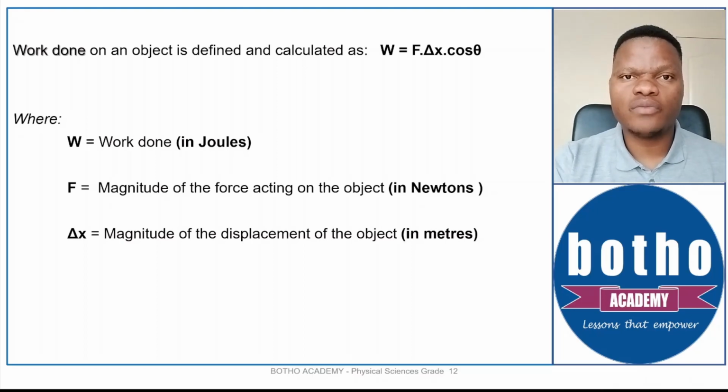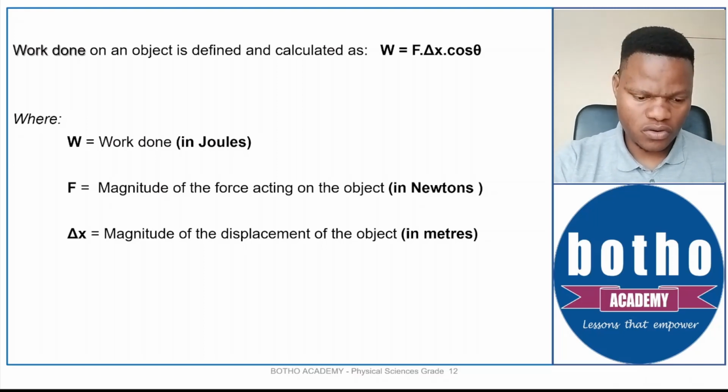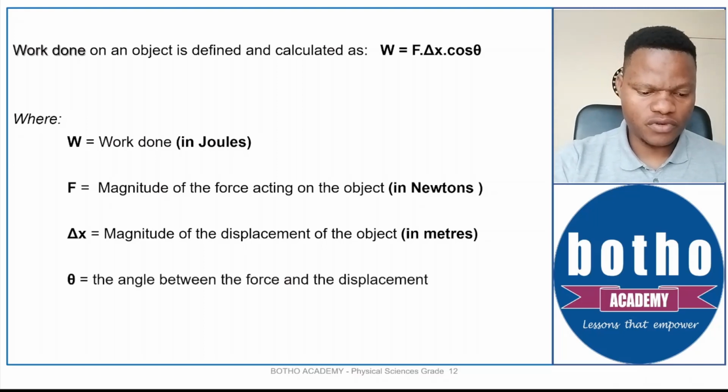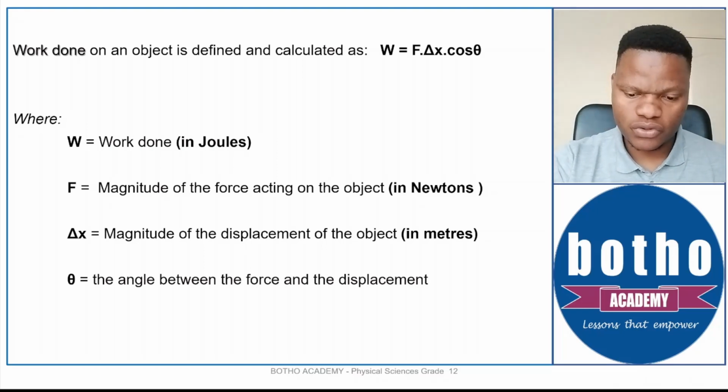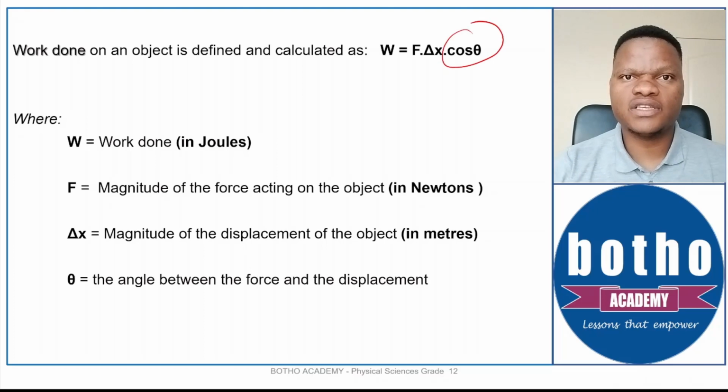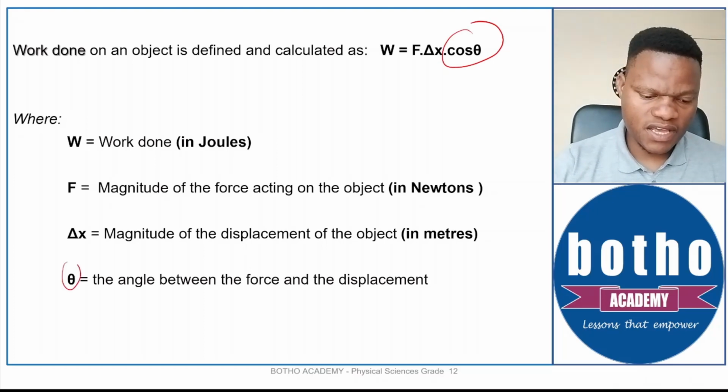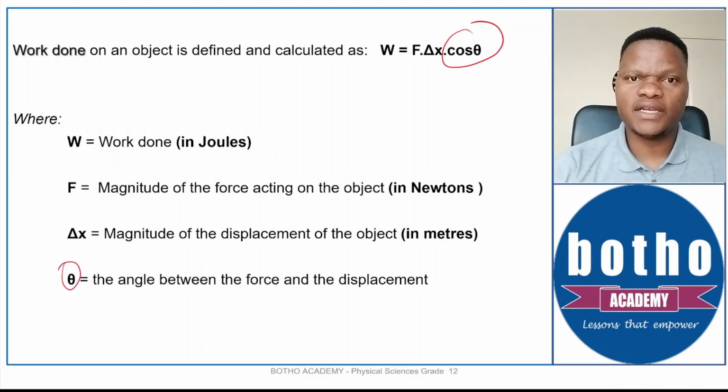Now, this is an object that is going to move when a force acts on it. So when a force acts on an object and causes it to move, we can calculate the work done by the force in moving that particular object by using that formula. And also we are going to consider the cos theta there. As you can see, there's a cos theta there. The theta is the angle between the force and the displacement.